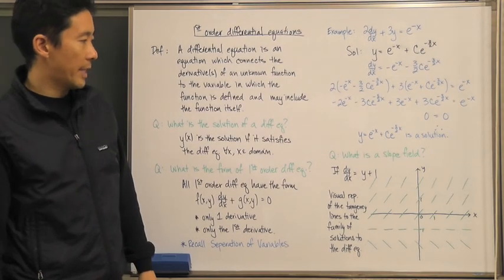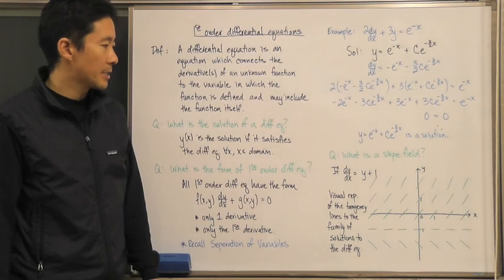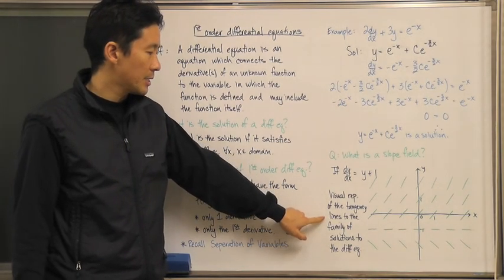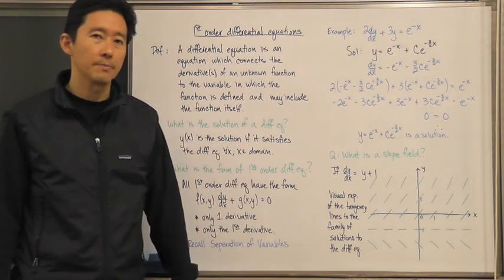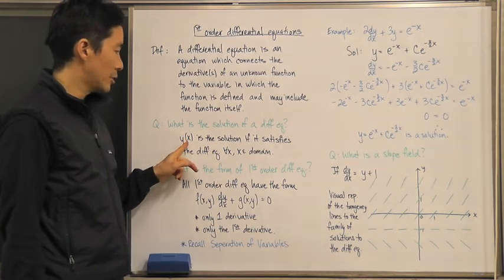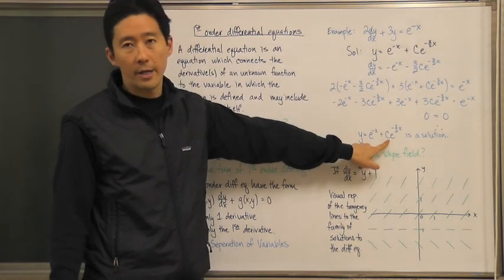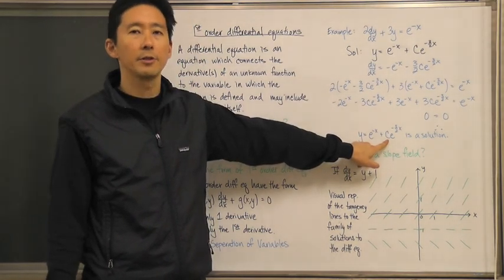Now, what we're also going to have to deal with is what is called a slope field. Now, what is a slope field? A slope field is just going to be a visual representation of the tangency lines to the family of solutions to the differential equation. Now, remember what we said is we're going to come up with a solution here that has this form. Oftentimes, it is going to actually have a constant of integration, which means that we're dealing with a family of functions.